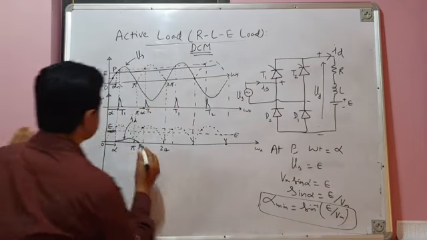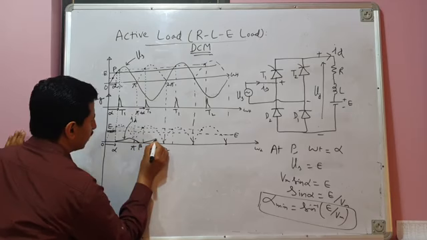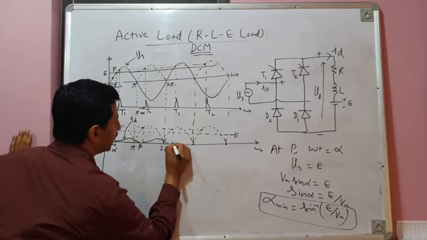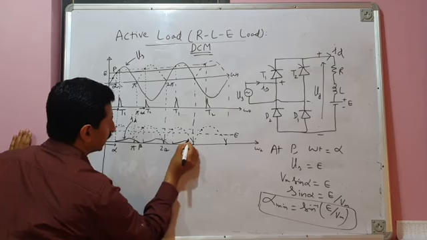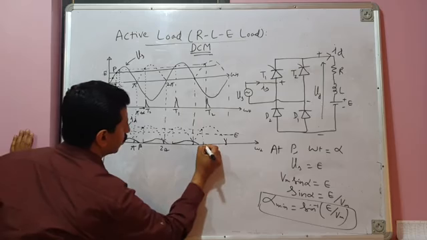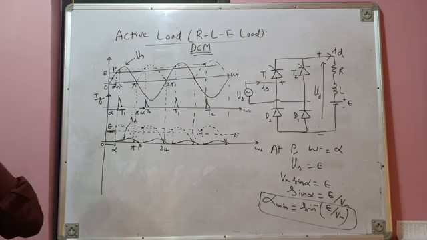So current again starts rising. In the next half cycle, it reaches peak value somewhere here, and then it falls, it becomes 0 somewhere here. And this continues in the subsequent half cycles. So this is the nature of load current. So I am showing you the load current.